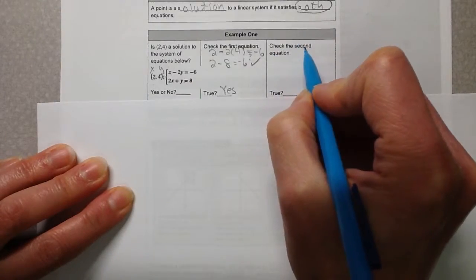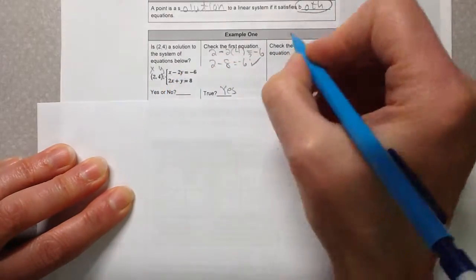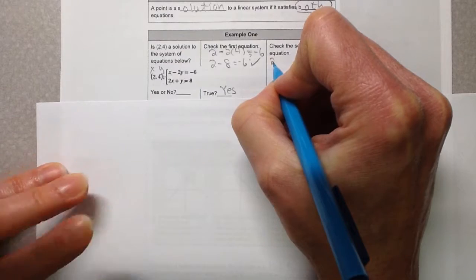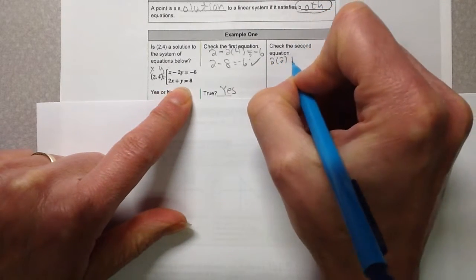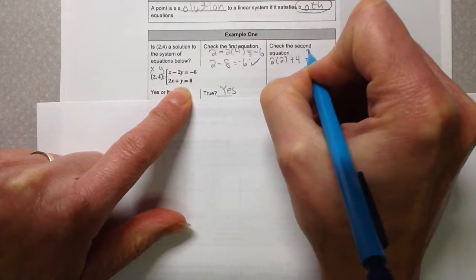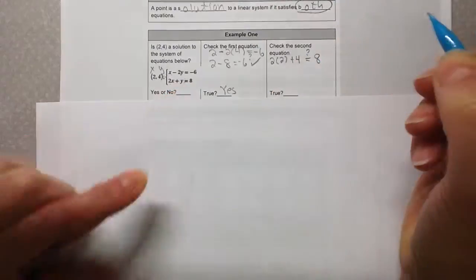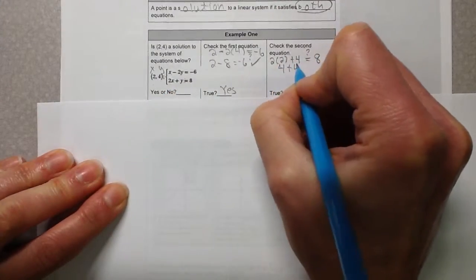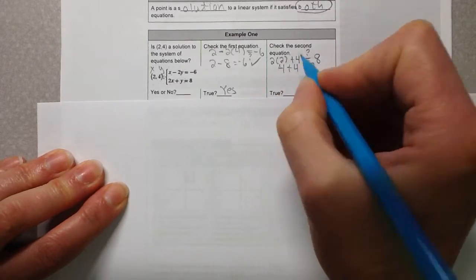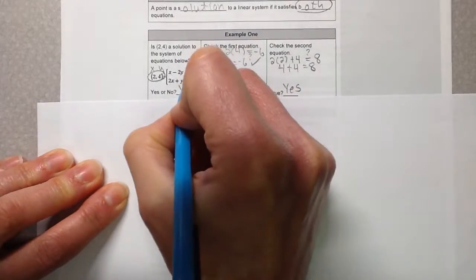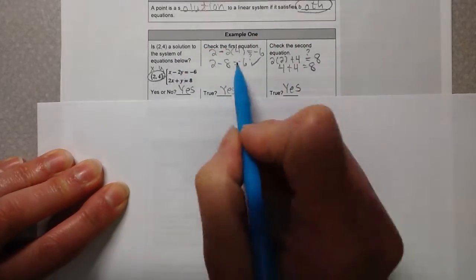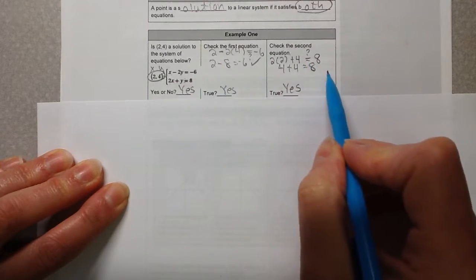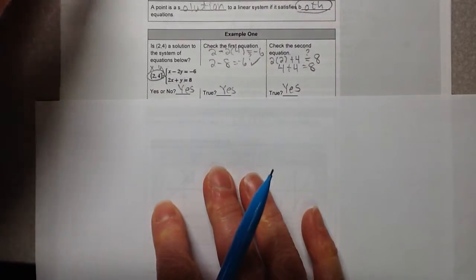We also have to check the second equation. So now we're going to use this one, and we're going to say 2. Remember, our value for x is 2, so 2 times 2. And then we're going to add 4 to it. The question is, does that equal 8? So 4 plus 4 equals 8. That is true. So yes. So that means this point, 2, 4, is a solution to the system. In other words, these two lines are going to intersect at the point 2, 4.